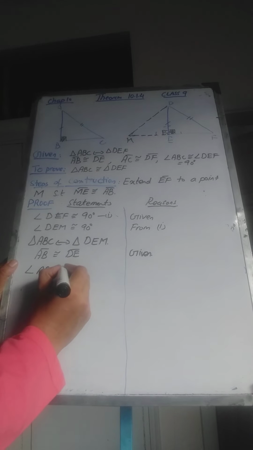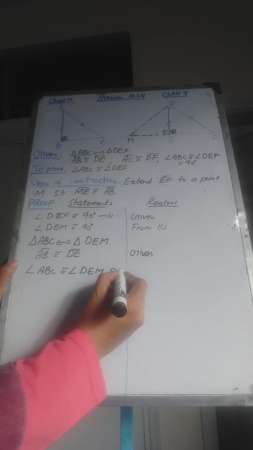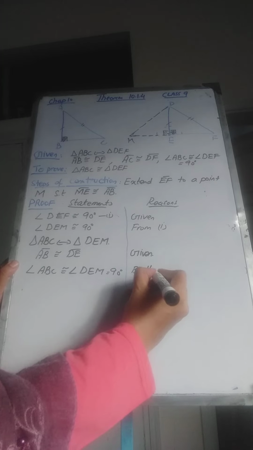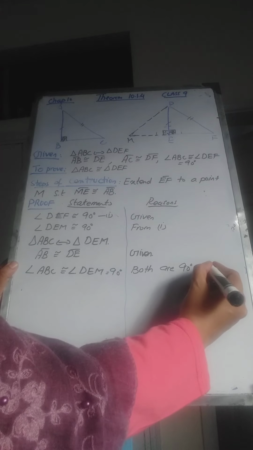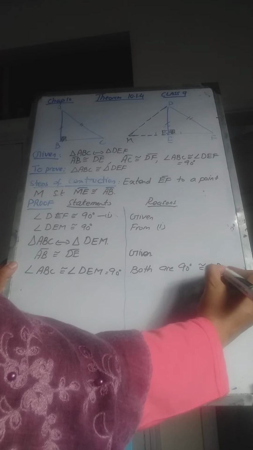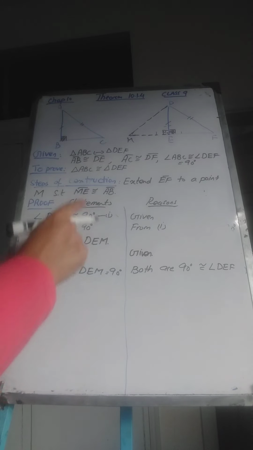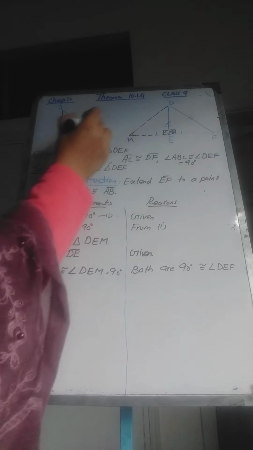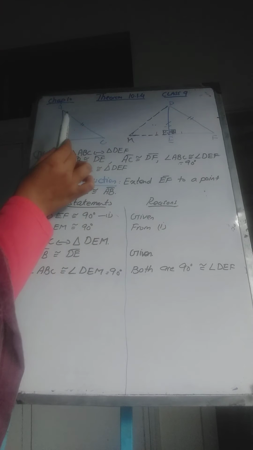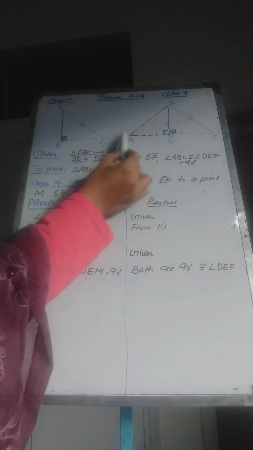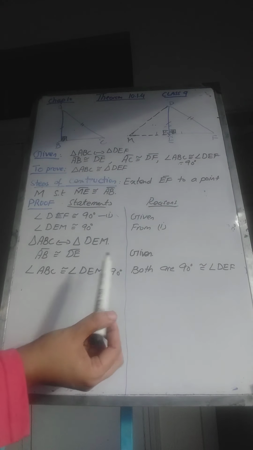The next is angle ABC is congruent to angle DEM, because both are equal to 90 degrees, or both are congruent to angle DEF. That is the same thing. So in the correspondence of these triangles, we have side AB congruent to DE, this was given to us, and angle B is congruent to angle DEM. Angle ABC is congruent to angle DEM.